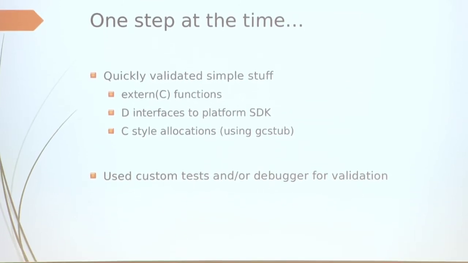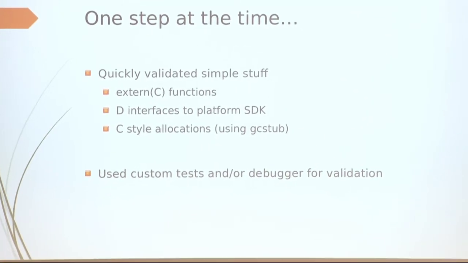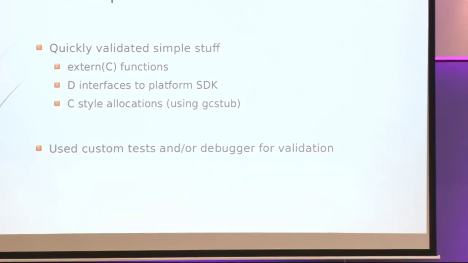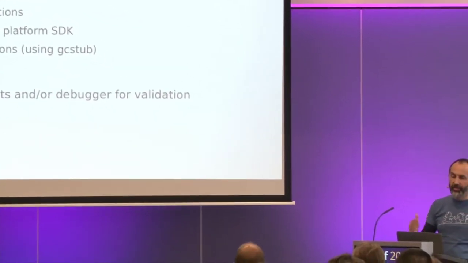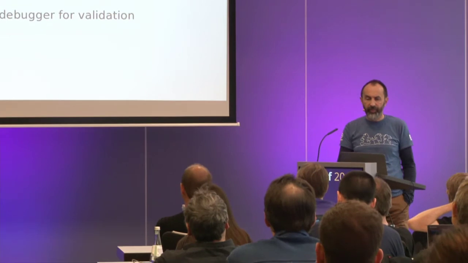And as built-in unit tests still didn't work, I used custom-written tests and the debugger when needed to validate the code. To avoid porting the garbage collector, I used a GC stub to test the first allocations. And as expected, cmalloc worked immediately. So having simple C-style allocations working, the logical next step for me was to test allocations using new and classes.